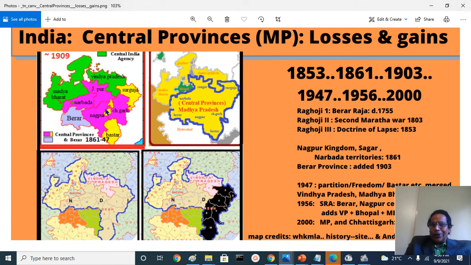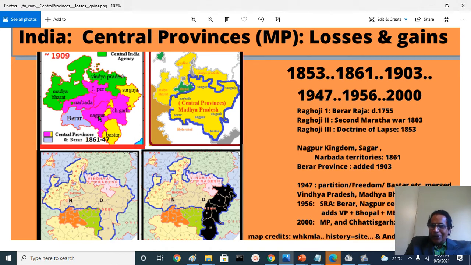In 1853, the Nagpur kingdom lapsed to the British when Raja Raghoji III died, due to the doctrine of lapse, because he didn't produce any male heir. The Nagpur and Chhattisgarh regions were designated as a Nagpur province ruled by a commissioner. Later in 1861, it was elevated to the Nagpur Central Provinces by adding Narmada territories and Sagar-Damoh-Jabalpur territories.